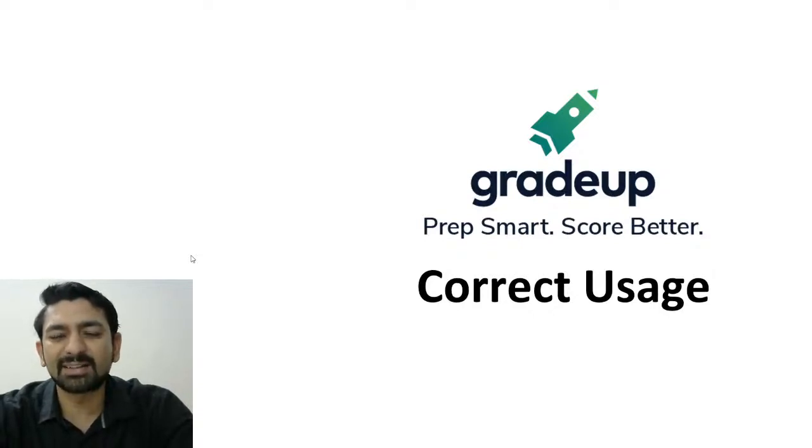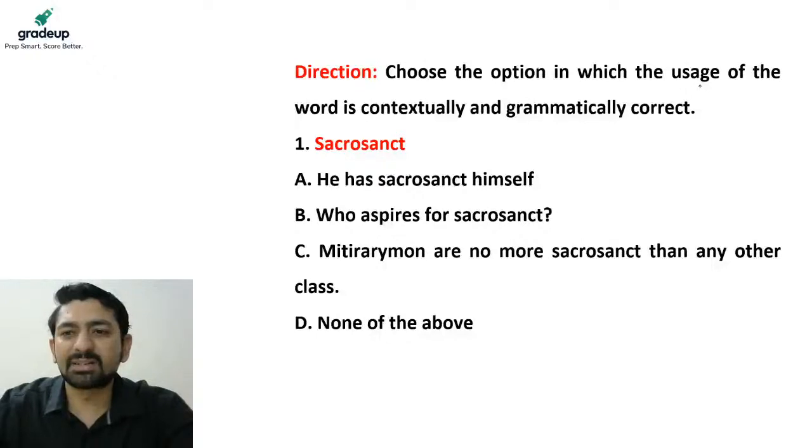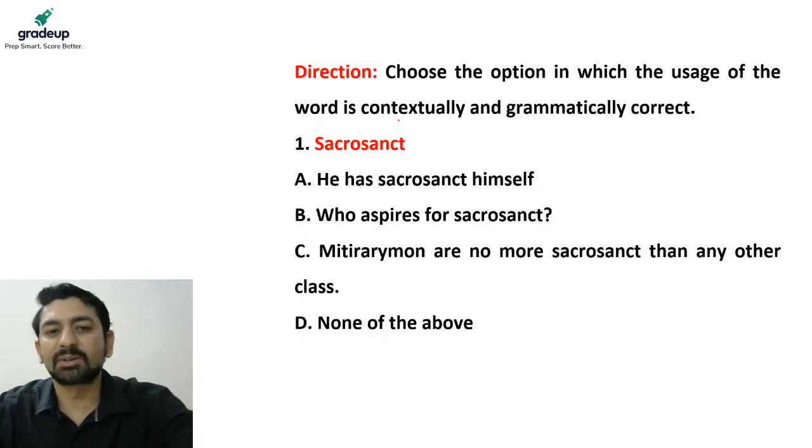Okay, so let's start the session here. The first question. It says choose the option in which the usage of the word is contextually and grammatically correct. Okay, you have to choose the word which is correct contextually, which means according to the meaning and according to the context as well, and grammatically it should be correct as well.